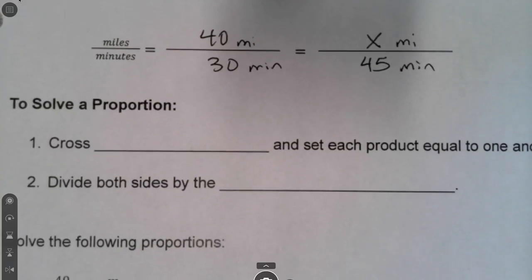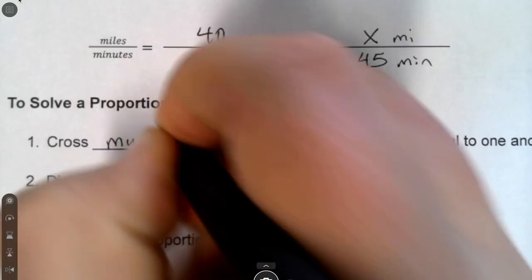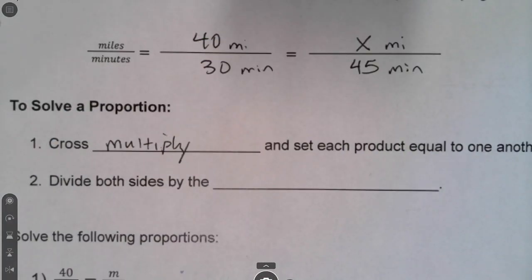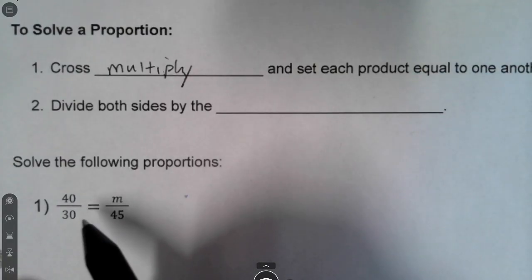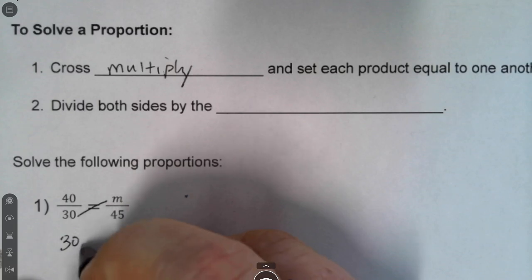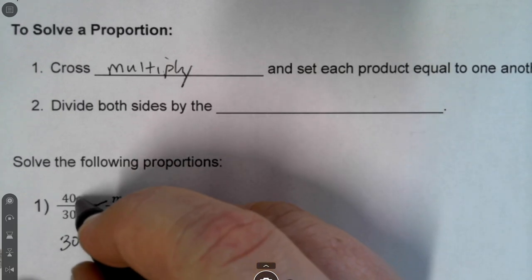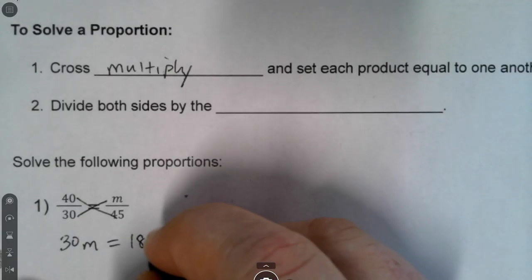And the good news is, to solve a proportion, it's just two steps. First, you cross multiply. And when we say cross multiply, we actually mean multiply diagonally. So I'll go ahead and do that step for this one. So I do 30 times m equals 40 times 45. And 40 times 45 is 1800. So that's our first step.